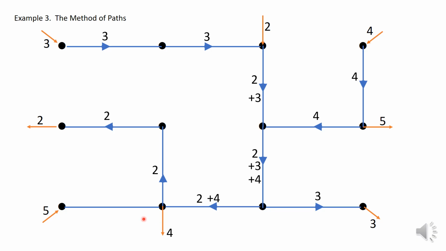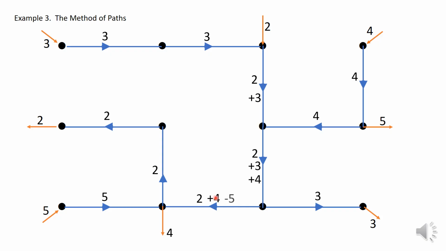Now we have to look at the 5 now. 5 enters here and 5 leaves here. So again, we will think of this 5 as flowing along a path joining these 2 nodes. So we start here. So this flow of 5 goes along here, and this flow of 5 goes along here, but it's going opposite to the arrow, so we have to subtract 5 from the total here.